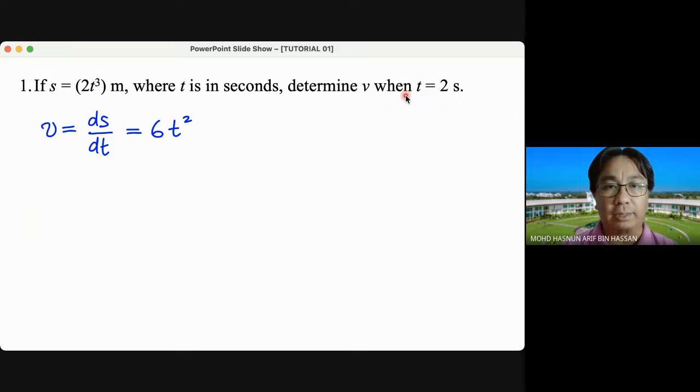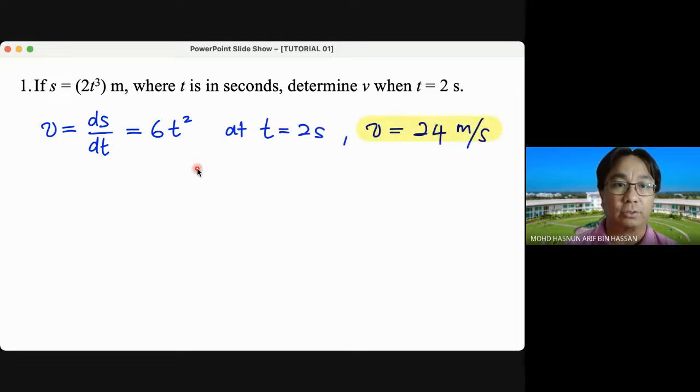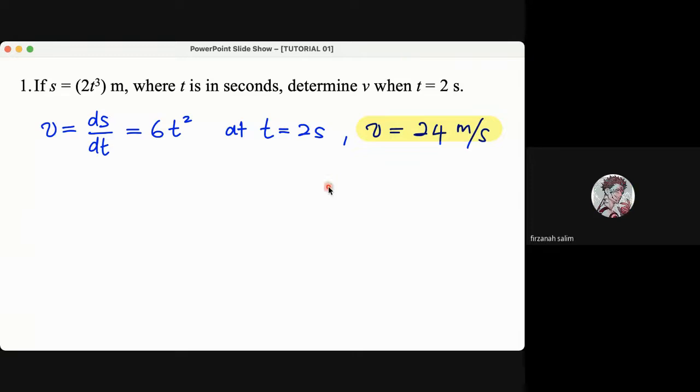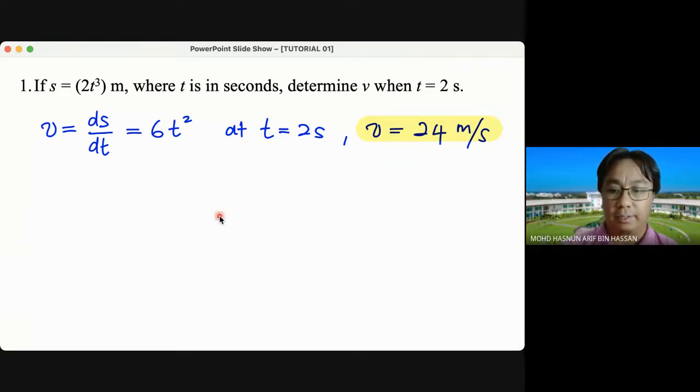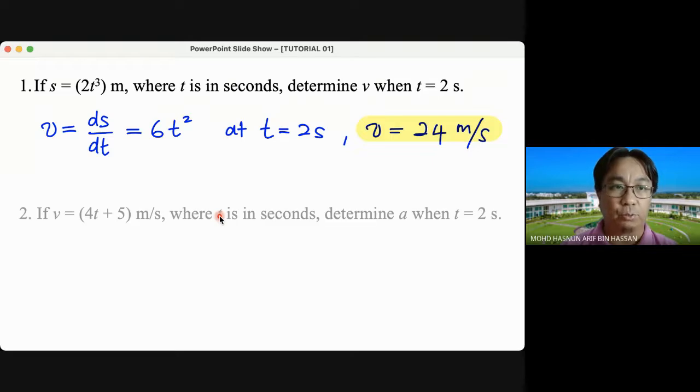Now we want to know when t equals 2 seconds. So what you have to do is put the 2 seconds into the function. At t equals 2 seconds, V is 24 meters per second, so 6 times 2 squared, 6 times 4, 24 meters per second. The unit for velocity is meters per second. Does everyone get the same answer? Yes, sir. Okay, correct. Alright, good. Let's move to question number 2.